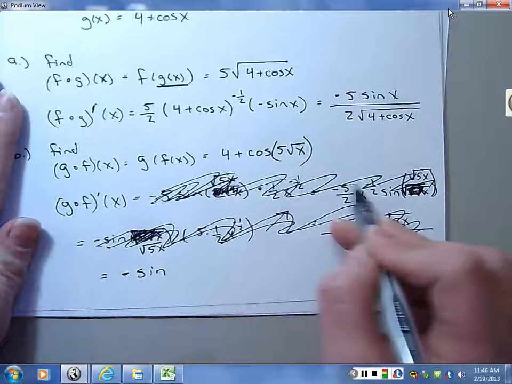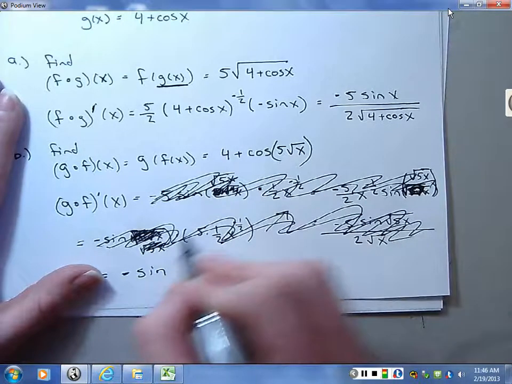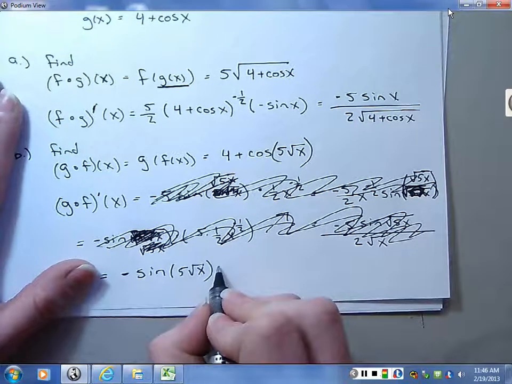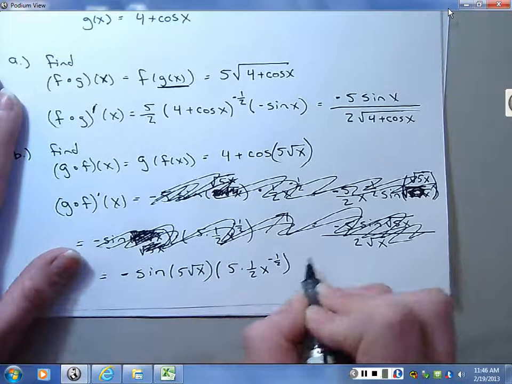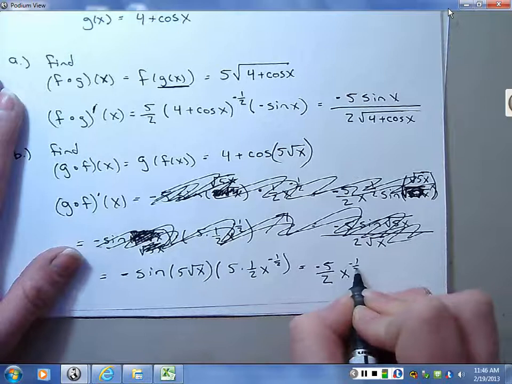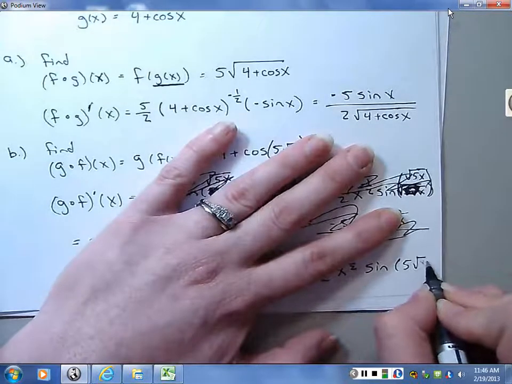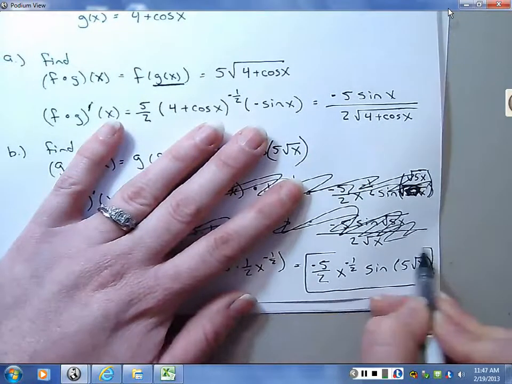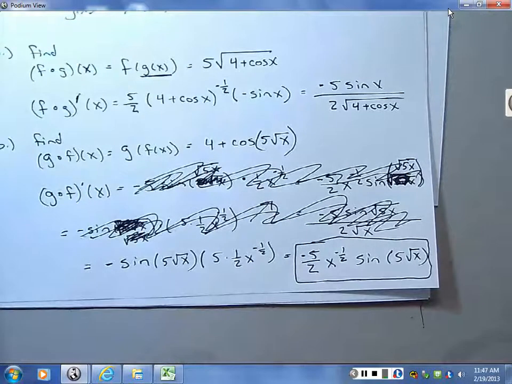So I take negative sine, evaluate it at the inside, and the inside, leave it alone, right? Times the derivative of the inside, which would be 5 times 1/2 x to the minus 1/2. So we get minus 5 over 2 x to the minus 1/2 sine of 5 square root of x. Sorry about that, guys. And you can write it the other way, like I said, but preferably write it like that.